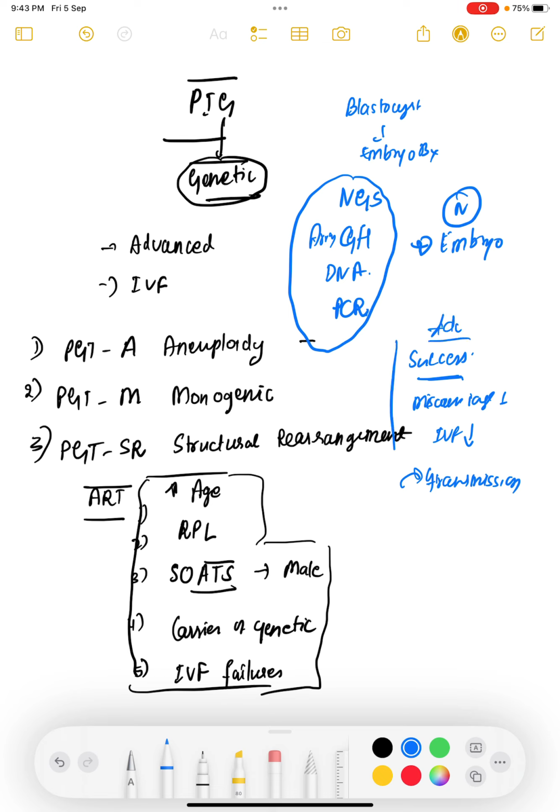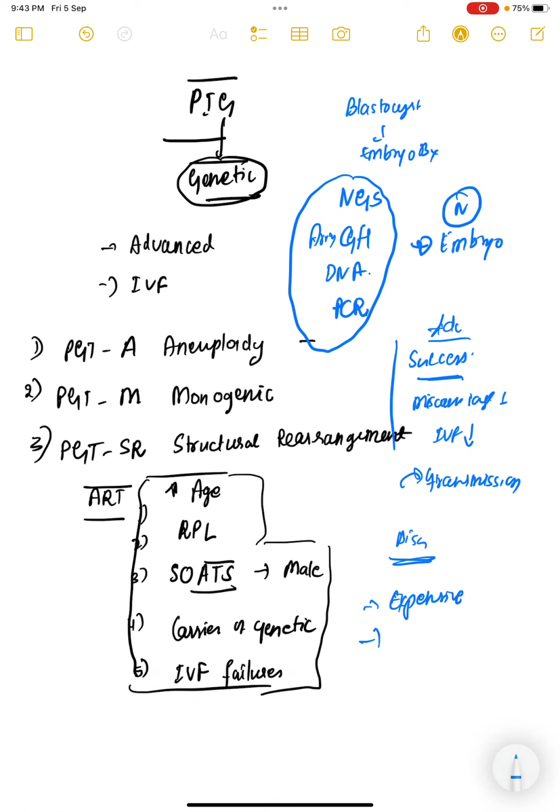When it comes to disadvantages, it is very costly and expensive, and not easily available. It will not guarantee pregnancy. Just because the embryo is genetically normal doesn't mean it will not undergo abortion, so it doesn't guarantee the pregnancy. Sometimes while taking the embryo biopsy, that may even harm the embryo. There is also an ethical concern, like you should not use this process for embryo selection or sex selection.